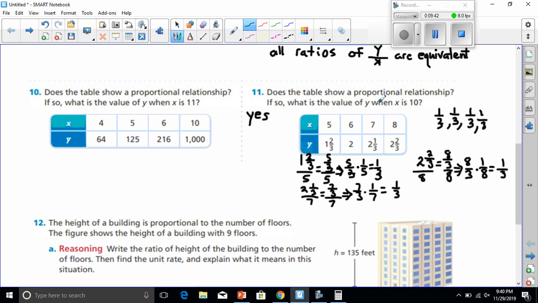Now it says, if so, what is the value of x or of y when x is 10? Well, let's see, they want to know what is y when x is 10. Right? Remember, it's y over x. And the ratio is 1/3, so we'll be multiplying this by 1/3. Well, using cross multiplication, we know that 10 times 1, which is 10, is going to have to be equal to 3 times y, which is 3y.